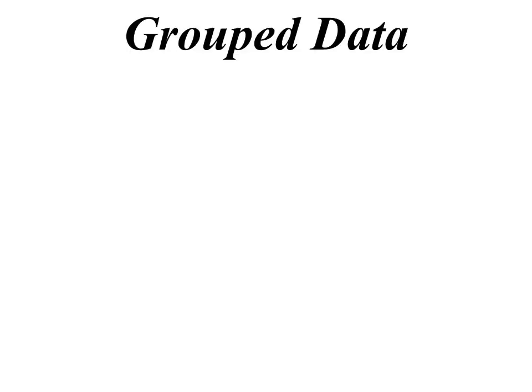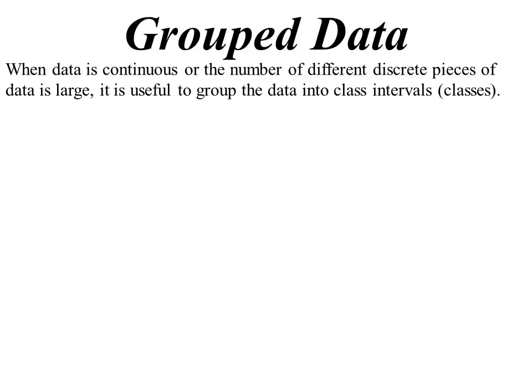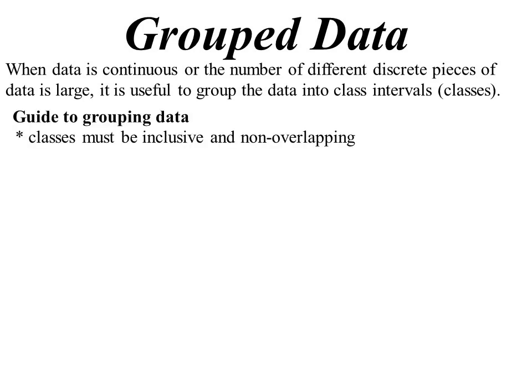Now we group the data together, because sometimes it's not practical to list every single one if you've got lots and lots of data. So you group them into classes. When you're choosing the classes, they need to be inclusive and not overlapping. In other words, one number could only fall in one class.